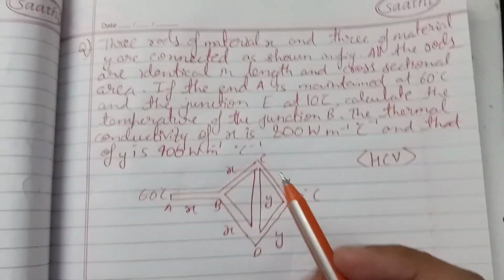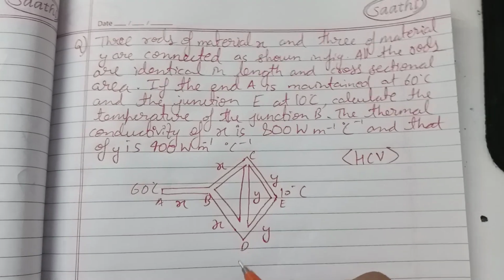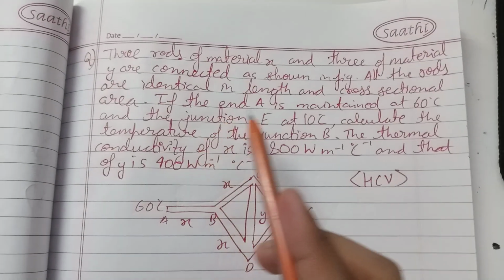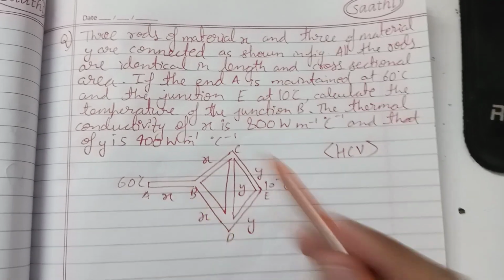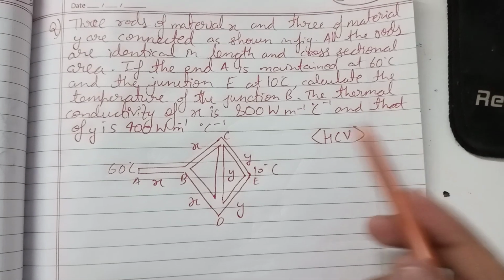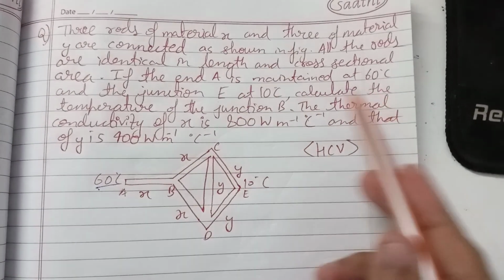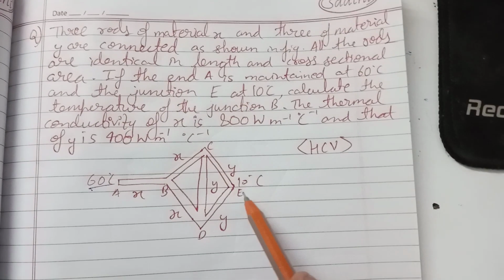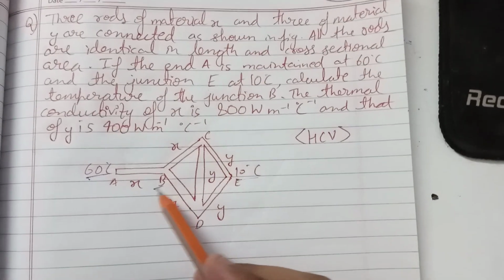So we have another question from the heat transfer section of thermal properties of matter. It says three rods of material X and three of material Y are connected as shown in the figure. This is the figure. All the rods are identical in length and cross-sectional area. If the end A is maintained at 60 degrees, and the junction E at 10 degrees Celsius, calculate the temperature of the junction B.